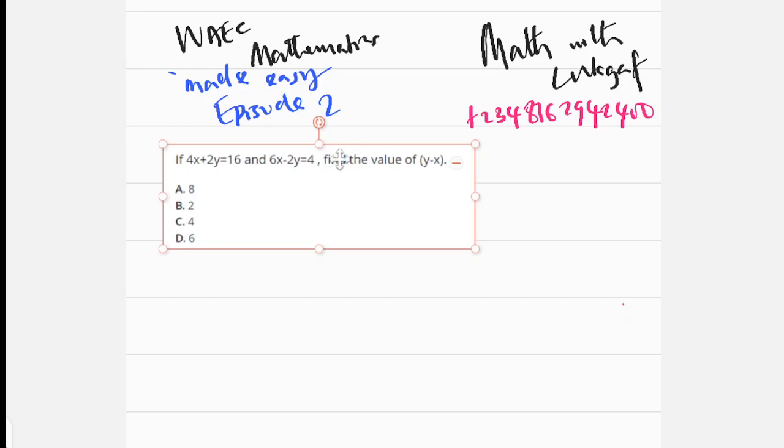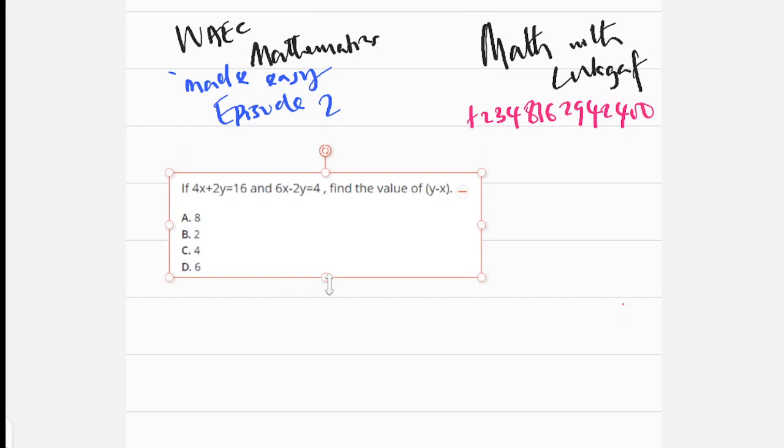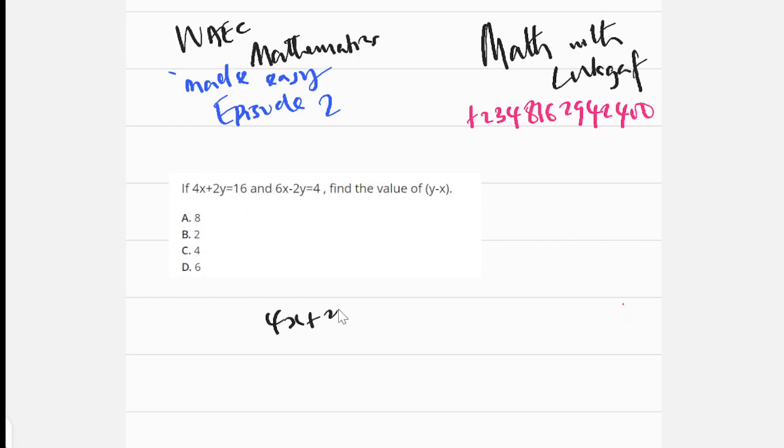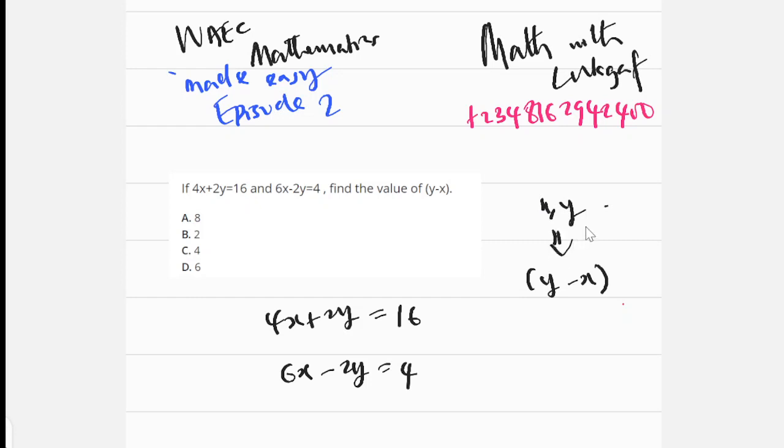The question says, if 4x plus y is equal to 16, 6x minus 2y is equal to 4. The question asks us to not only find the values of x and y, but to find the difference after finding them. You understand now? That is, we have to find the coordinate x, y, and after finding it, we have to find the value of y minus x.